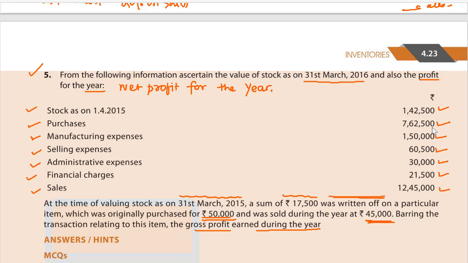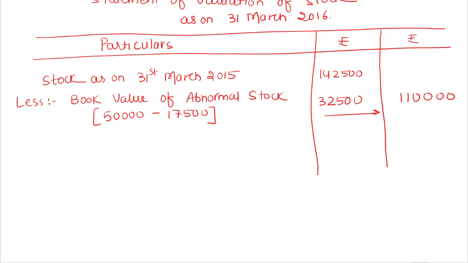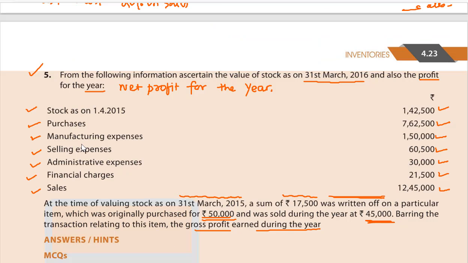We had made purchases of 7,62,500. Add the value of purchases to it. Add purchases, 7,62,500. We have added the value of purchases.